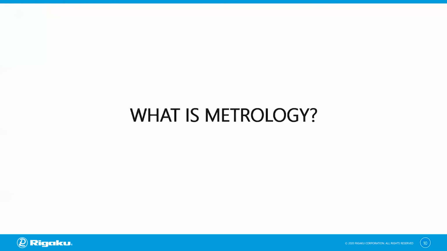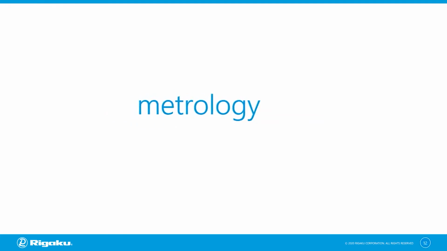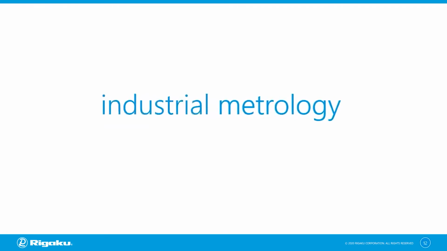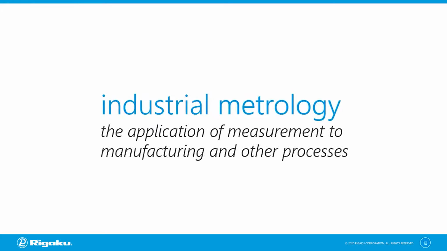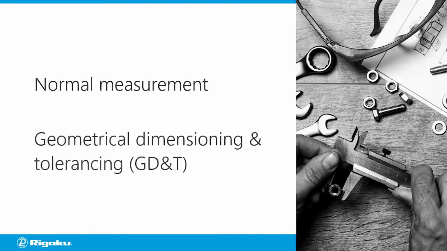So what is metrology? Metrology is the science of measurement, which is probably a little too big of a subject to cover in one webinar. So today, we're going to focus on industrial metrology. Industrial metrology is the application of measurement to manufacturing and other processes. And roughly speaking, there are two types of measurements. One is just a normal measurement, and the other one is geometrical dimensioning and tolerancing, or GD&T.